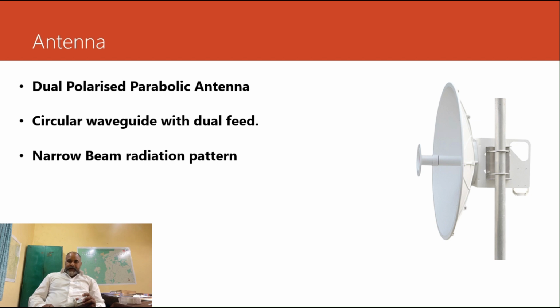It gives the capability to transmit and receive signals with two distinct orthogonal polarizations simultaneously, which improves link reliability by providing a redundant path. If one polarization is affected by interference or signal degradation, the other polarization can still maintain a strong connection. Now this covers the hardware part of this equipment.